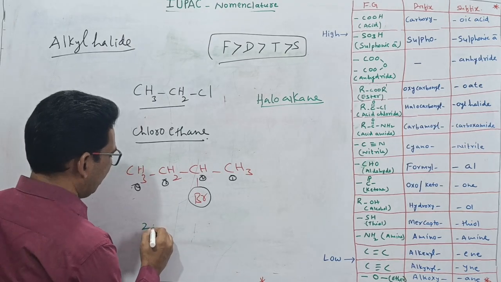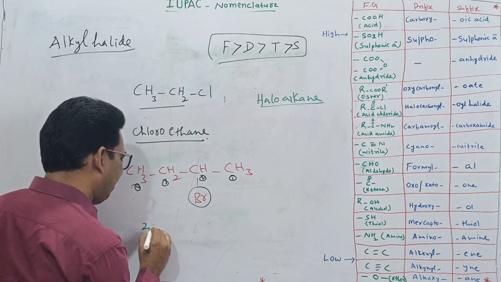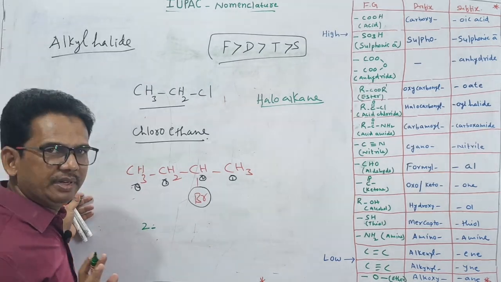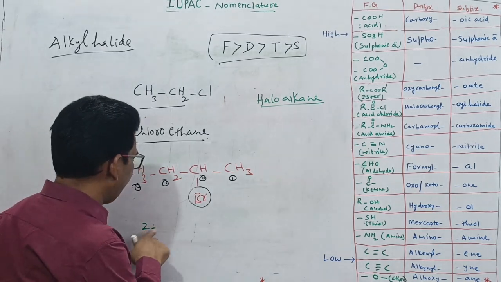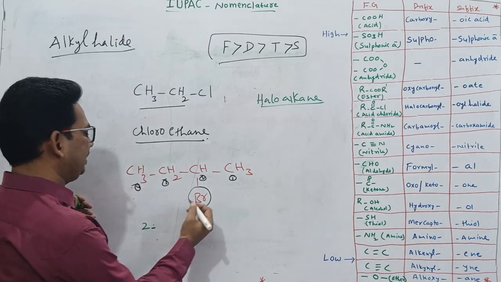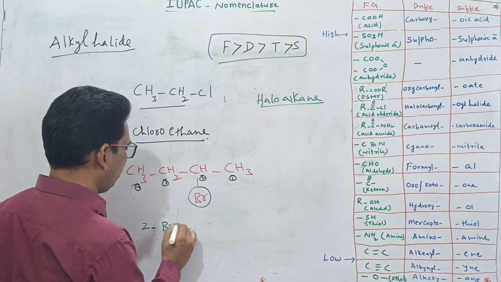2. Always, in between the number and word, a hyphen should be there. See, remember that. In between number and word we have to mention the hyphen. At the second position, what is there? Bromo.